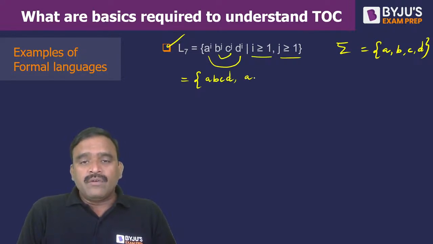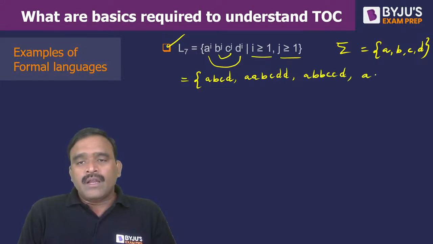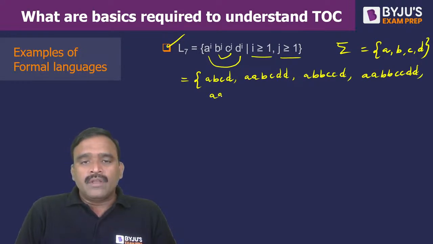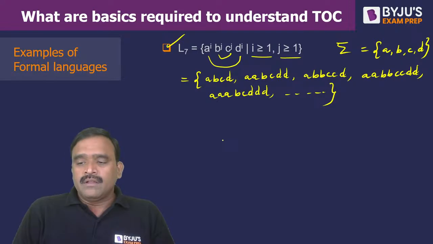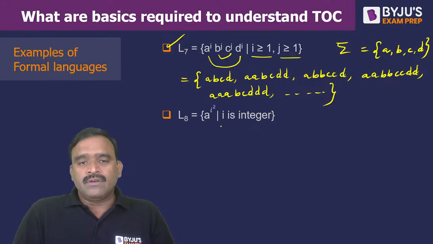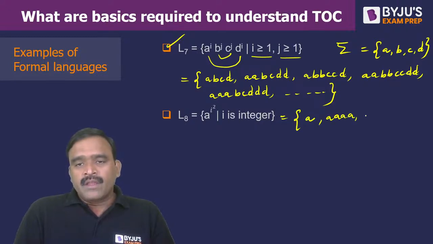When I value 2, J value 1, ABCDD. When I value 1, J value 2, ABBCCD. Okay, and ABBCCDD also is possible. And we can have ABCDDD also possible. So this type of strings are possible here. Okay, now these are the examples of different formal languages. And L8 is equal to a^(i^2), I is an integer. If I value is 1, we can have 1 squared, which means 1 A. If I value 2, we can have 4 A's. I value 3, we can have 9 A's.